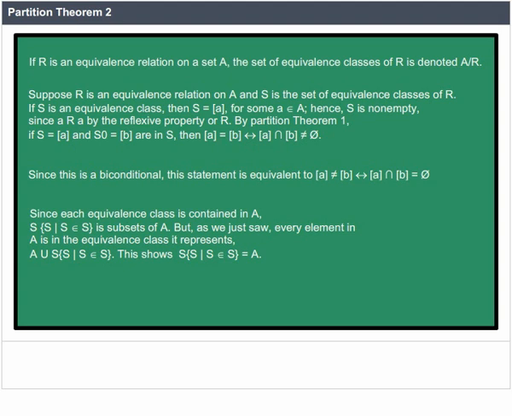the union of all S such that S belongs to the set of equivalence classes is a subset of A. But as we just saw, every element in A is in an equivalence class. It represents A, so the union of all S such that S belongs to the set of equivalence classes equals A.